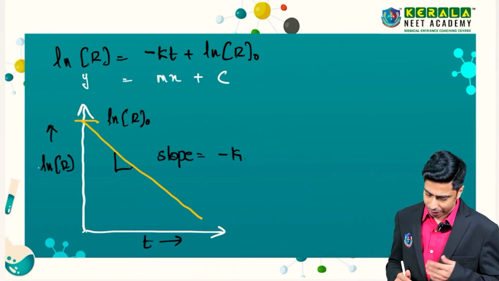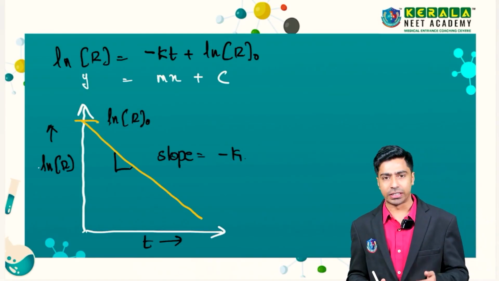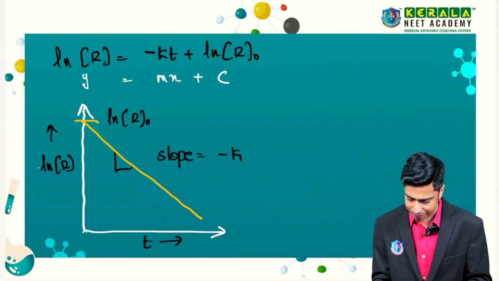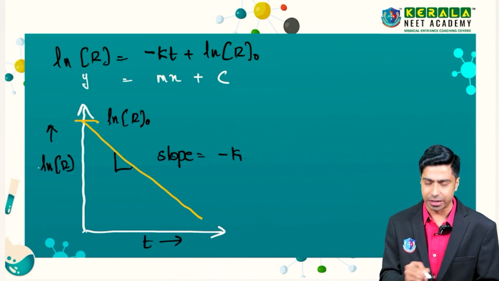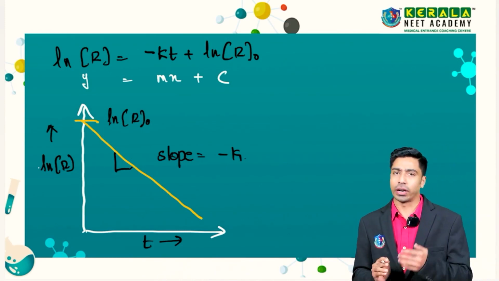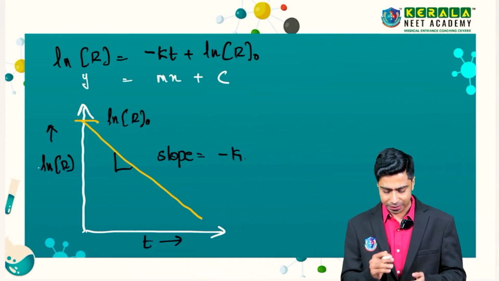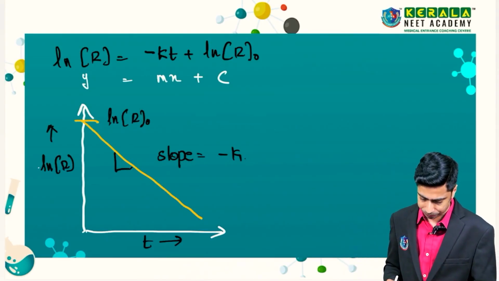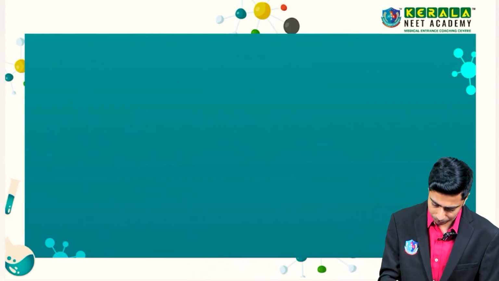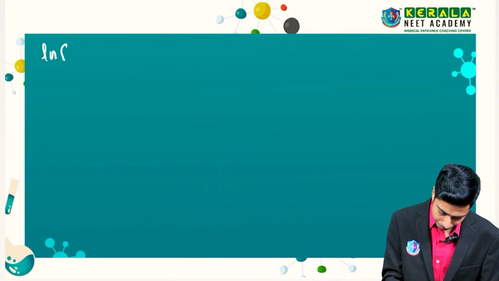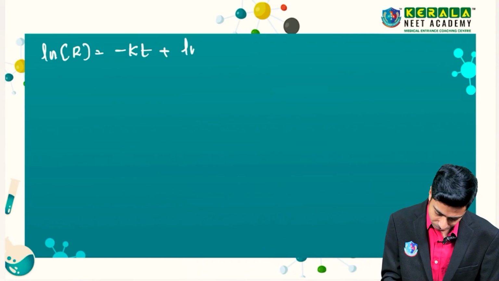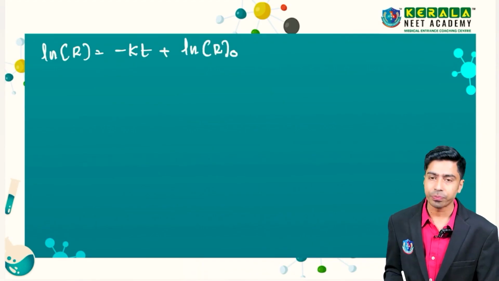Now again, we'll go for a further derivation. We'll not stop the derivation here. As I told, this equation is called the integrated rate equation for a first order reaction. Now we'll make some rearrangements. Natural logarithm of r equal to minus kt plus natural logarithm of r0.